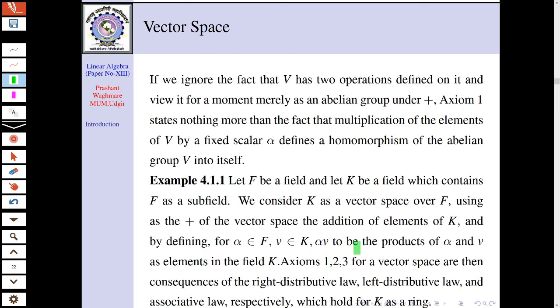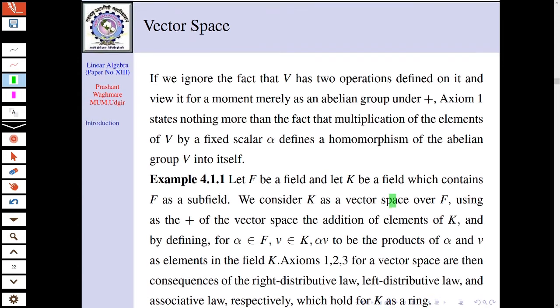Right, you can see here again. Axioms 1, 2, 3 for vector spaces are consequences of the right distributive laws and left distributive laws. Okay, and other laws hold automatically because K is a ring. Right, K is a ring because every field is a ring, that we know. So in general, I can say every field is a vector space over itself. Right.